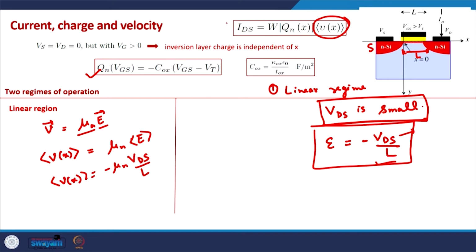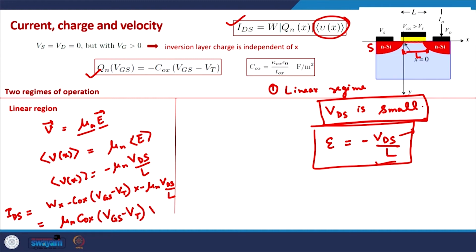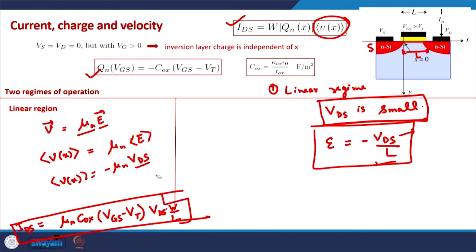So, now the current, from the general expression of the current, IDS is essentially W times minus Cox times VGS minus VT times minus mu n VDS by L. So, this turns out to be mu n Cox times VGS minus VT times VDS times W by L. This is traditionally how the current is derived in the MOSFET. This is the expression of current in the linear regime.